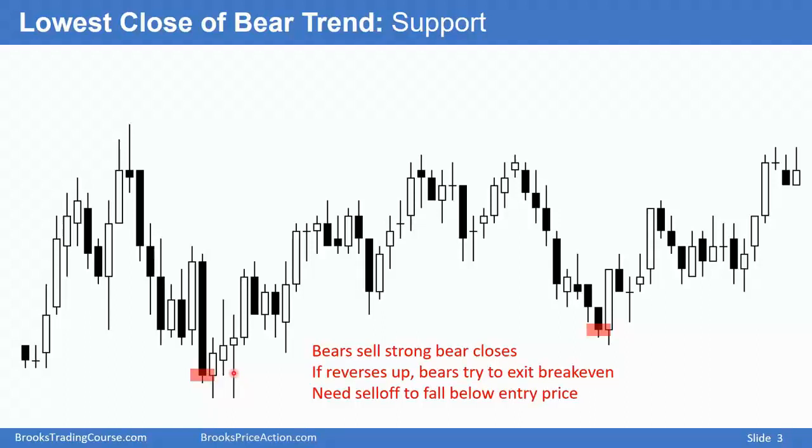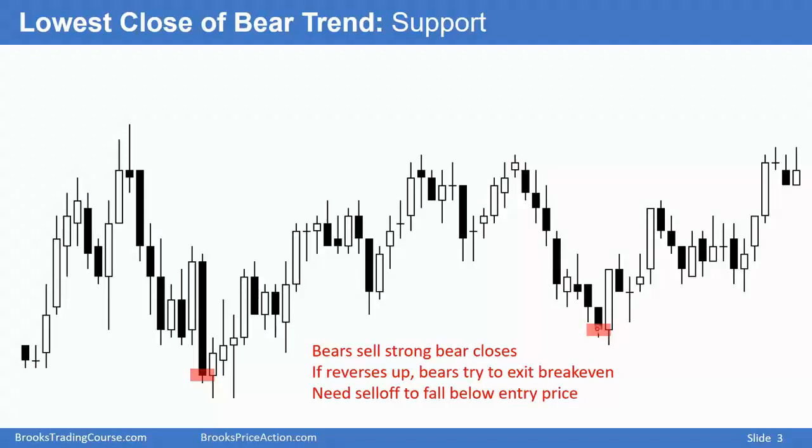The bulls see the same thing, and they say, I think we're going up. I'm going to try to buy a test down to this low close. They see the strong reversal up. They place a limit order to buy at that low close. The same right here. We have another decent sell-off. This is the low close.